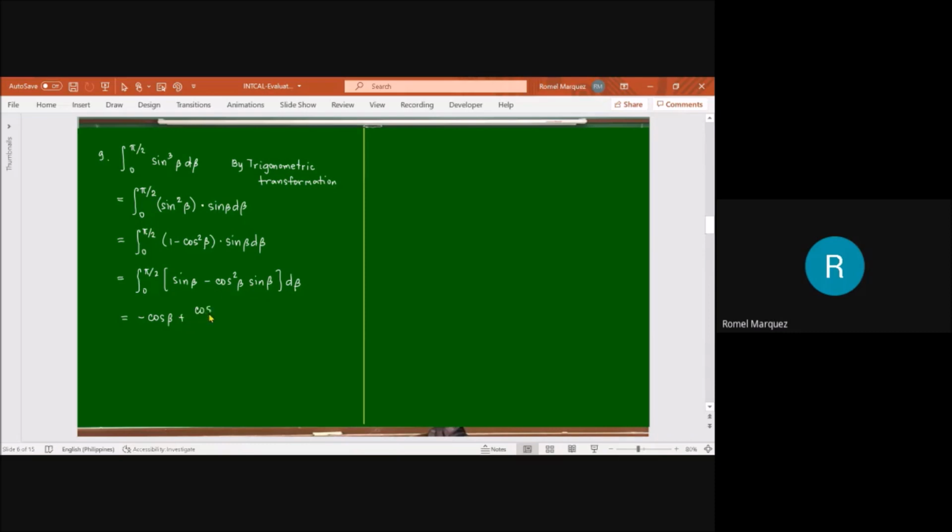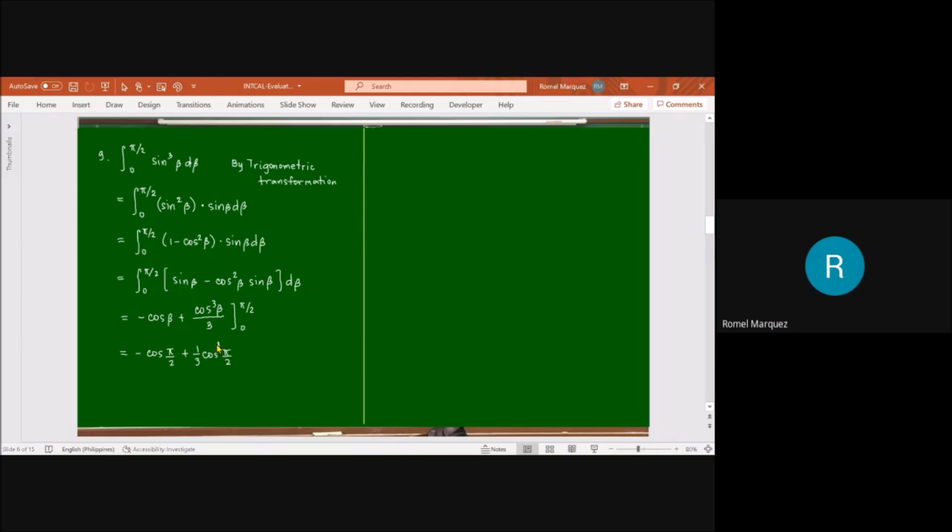Then cosine cubed, because that is the power formula, GPF: u to the n, and then the du is negative sine beta d beta. So u to the n plus 1 over n plus 1. So again, evaluated from 0 to pi/2. And this is equal to negative cosine pi/2 plus 1/3 cosine of pi/2.